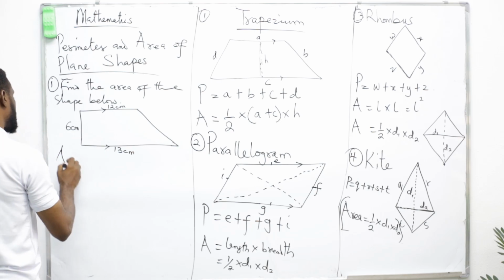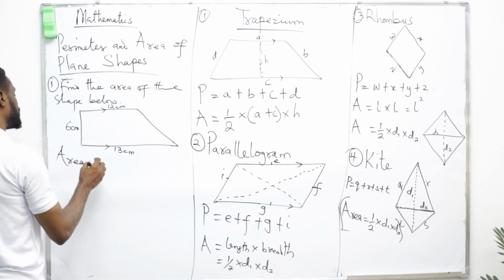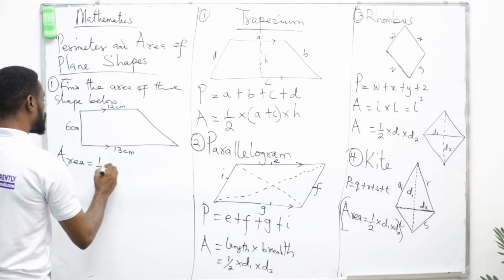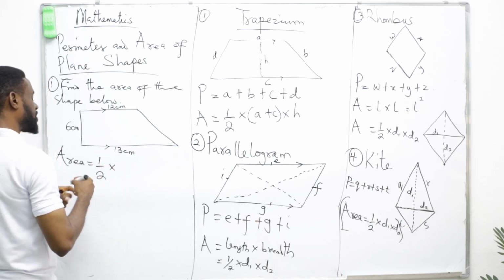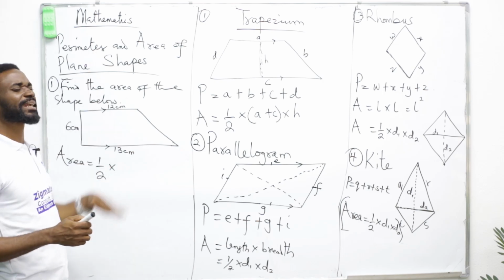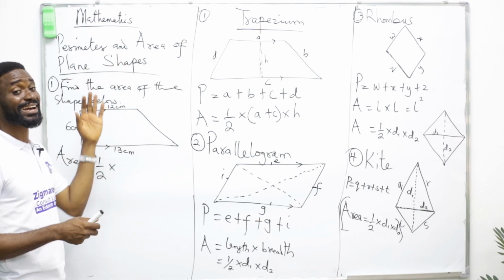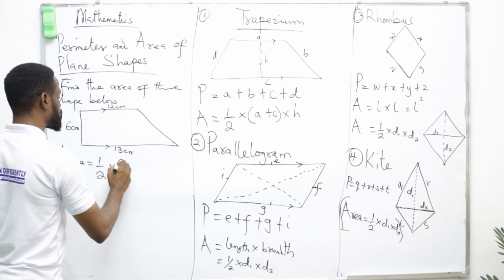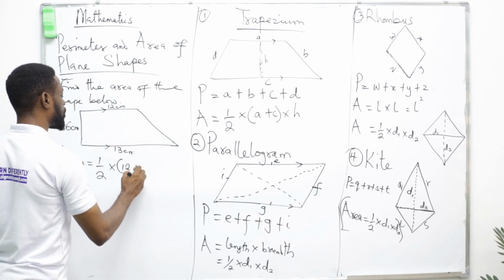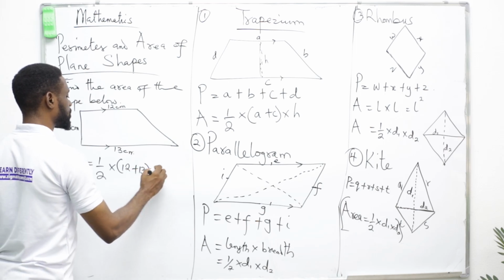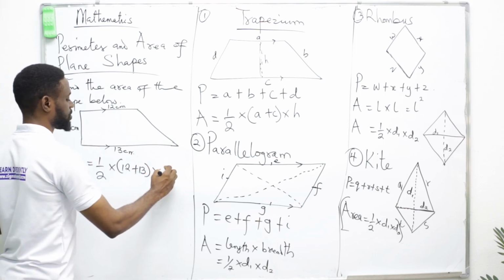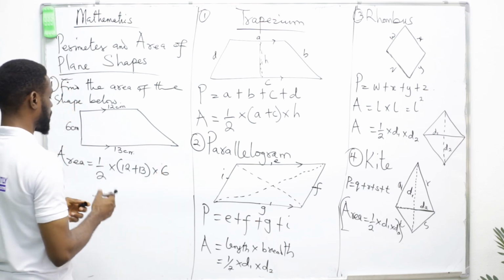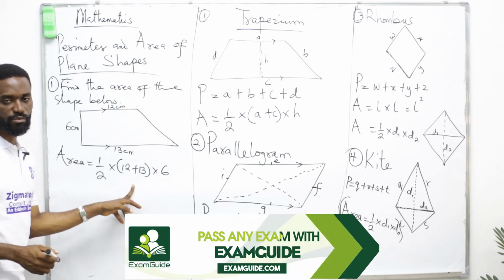Of course, the area, I don't want to believe you are looking at the formula. No. It is 1/2 times the sum of the two parallel lines or the two parallel sides. This is a parallel side, this is a parallel. So their sum is 12 plus 13, times height. That is times height being 6 cm. Okay, so that is what we did here.